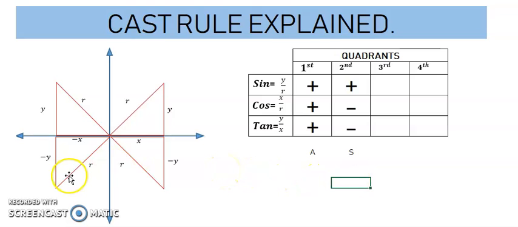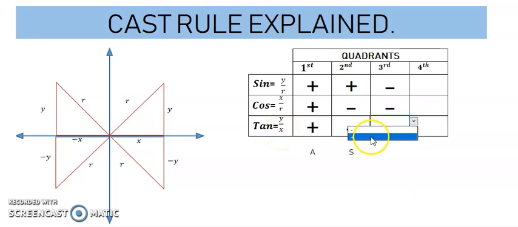Let's go to our third quadrant. I see that if I look at sine, y over r, it's a negative y over a positive r, and a negative divided by a positive gives me a negative. Therefore, sine is negative in the third quadrant. Let's look at cos. X is negative, r is positive. A negative divided by a positive is also going to be negative. Okay, let's look at the tan function. It's y over x. I have negative y and I have negative x. A negative divided by a negative gives me a positive. Therefore, tan is positive in the third quadrant. So we say T, which relates to tan, is positive. Alright, so far so good.